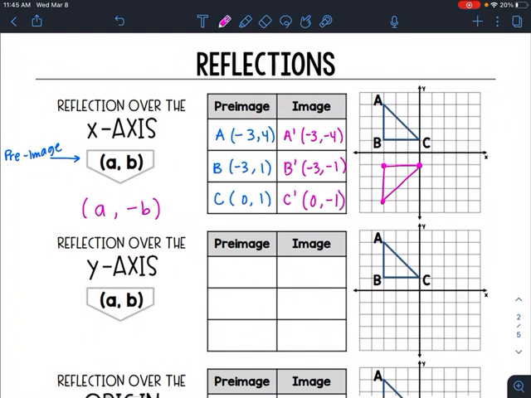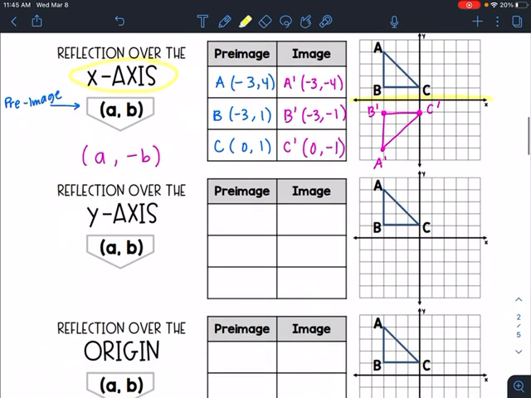I should get this image. So this will be A prime, B prime, and C prime. And this makes sense because we are reflecting over the x-axis, and the x-axes are going to be right here. Okay, looking at the next one, I'm reflecting over the y-axis.